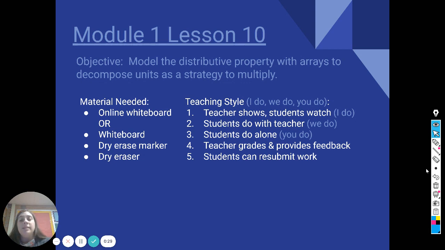The objective for today's lesson is to model the distributive property with arrays to decompose units as a strategy to multiply. The materials you need for today are your online whiteboard, or if you have your whiteboard, dry erase marker, and dry eraser at home, you can use that instead. Our teaching style we're going to continue to follow is where I do a problem, we do a problem together, and then you do a problem to show what you've learned.